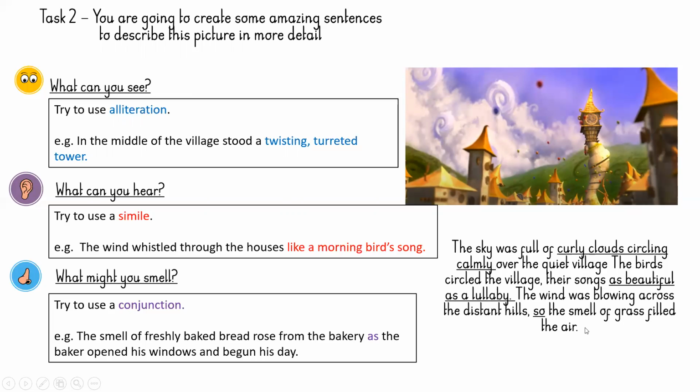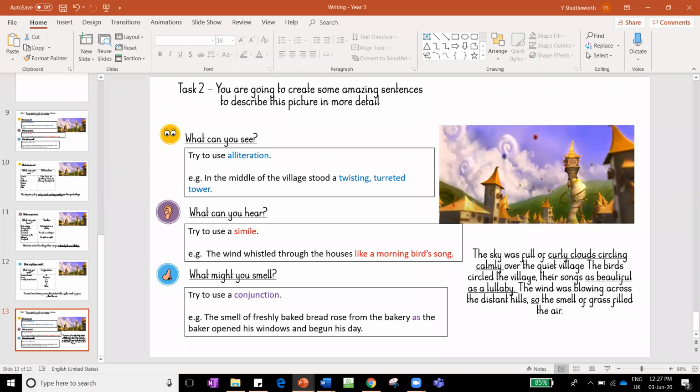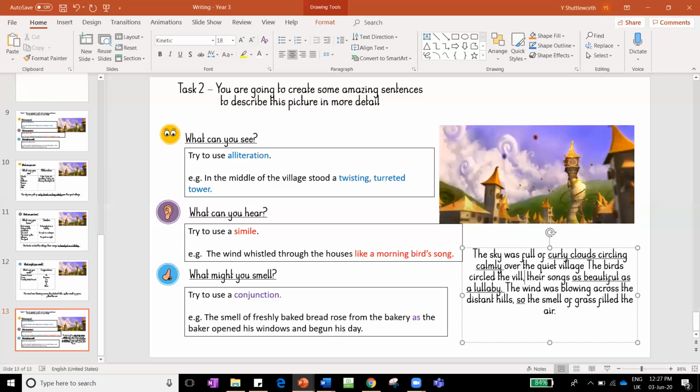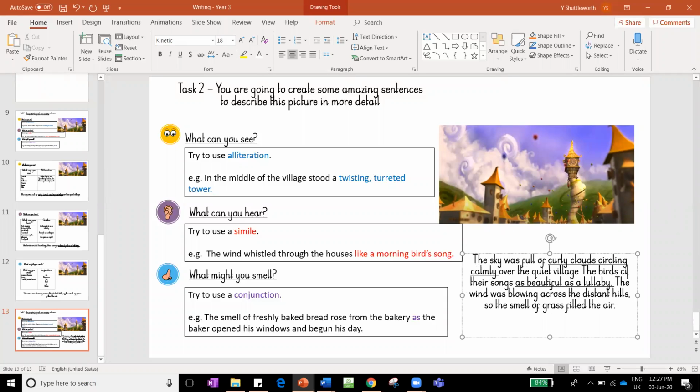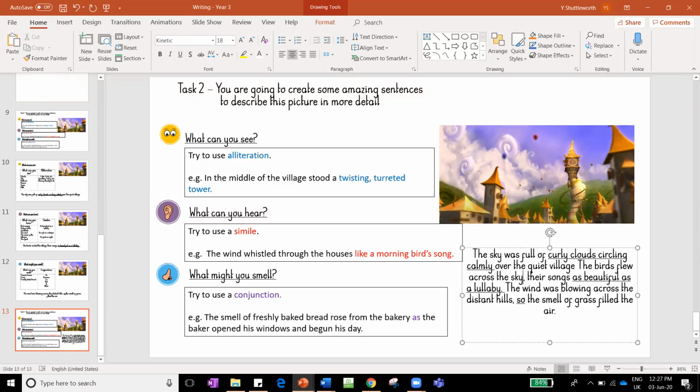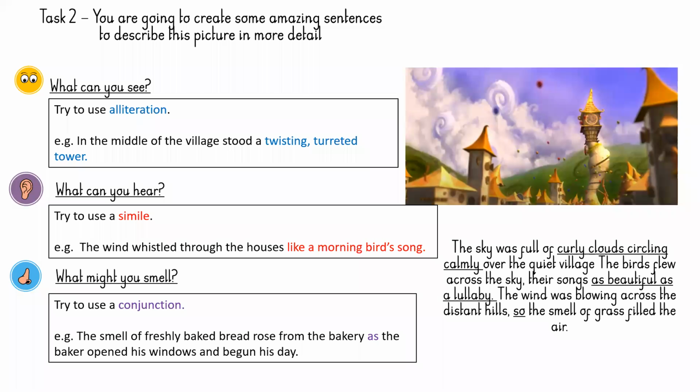Okay, and again, once you look back at your paragraph, it might be that you notice that it needs to be edited slightly. Okay, because as you can see, with my 2 sentences, I've used circled twice. Okay, which I probably don't want to do. So we might change this sentence here to the birds flew across the sky, their songs as beautiful as a lullaby. Okay, so then it means that I've not used circled twice, so my paragraph sounds even better. So once you've got your paragraph, you might find that you want to change it slightly. And again, it's absolutely fine, because editing is a really important skill in our writing as well.